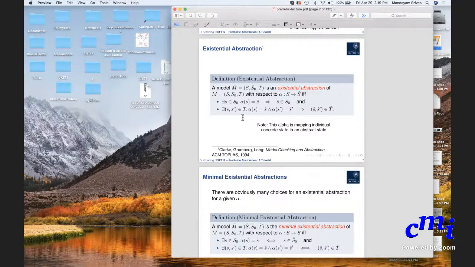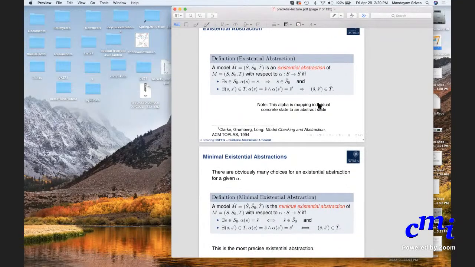There must be a transition if there exists at least one state in the pre-image that gets mapped to S hat, that has a successor in the concrete set, a successor inside the state to which S hat prime gets mapped. That's how this existential abstraction works.